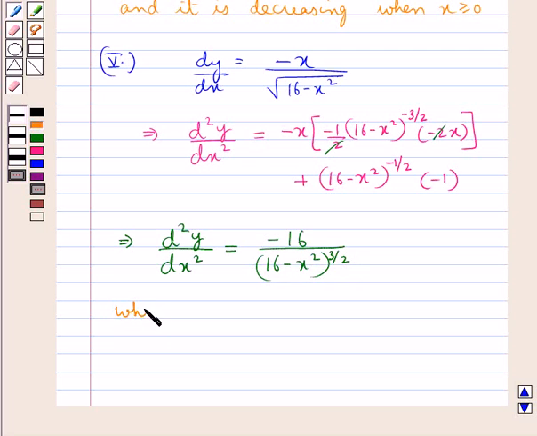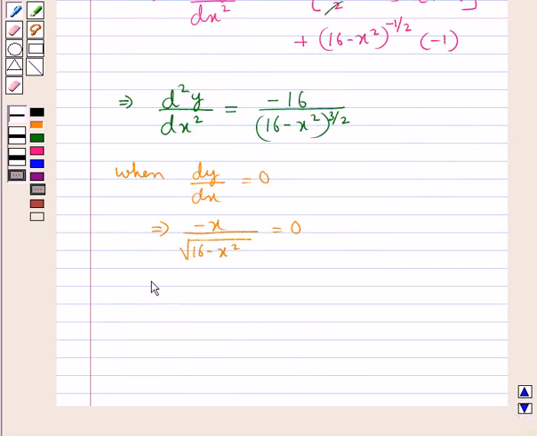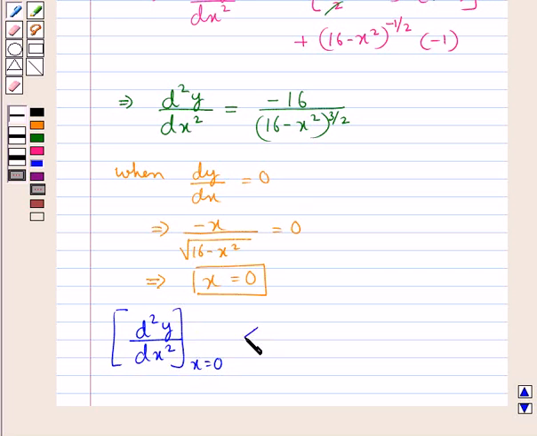Now, when we have dy by dx equal to 0, this means minus x upon square root of 16 minus x square is equal to 0, that is, we get x equal to 0. Now, d2y by dx2 at x equal to 0 would be less than 0, that is when we put x equal to 0 here, we will get a negative value for this.